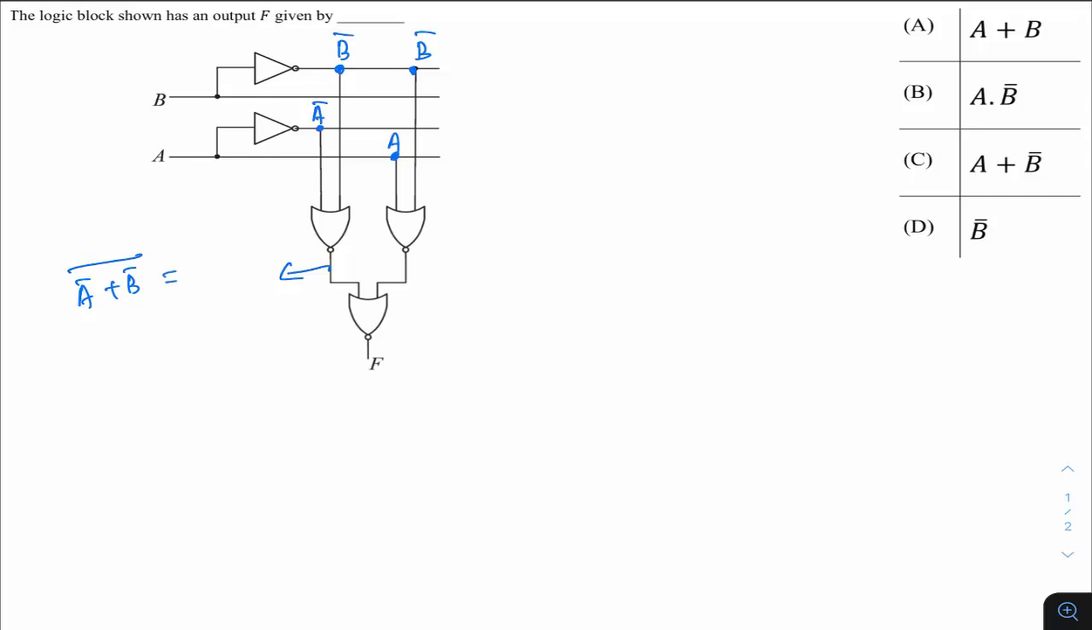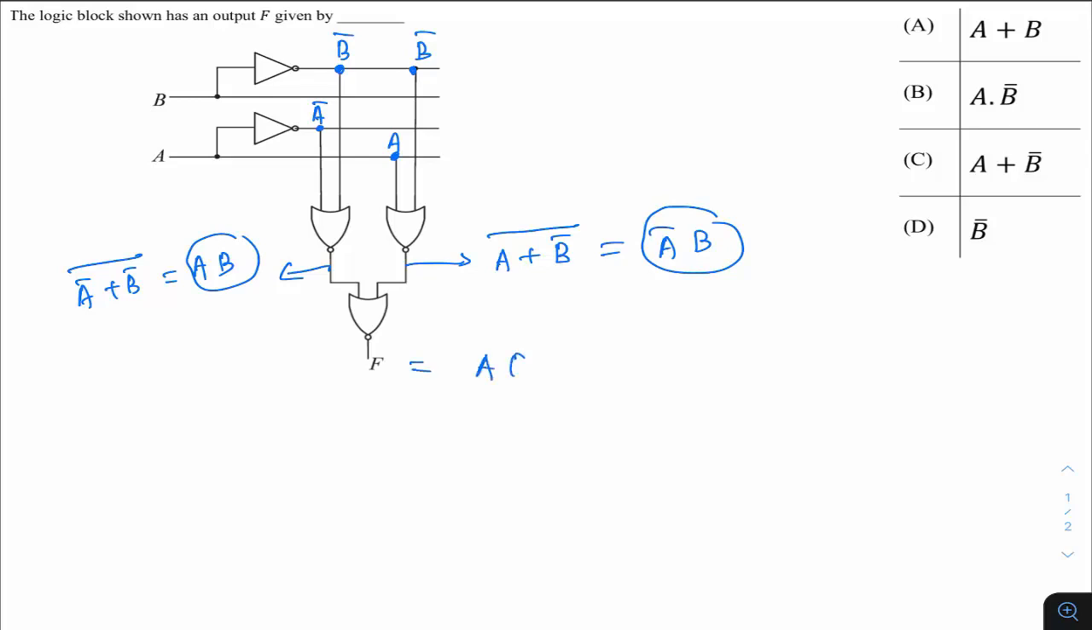By De Morgan's law, if you simplify this, this is your AB. Similarly, what is this if I ask you? This is (A plus B bar) whole complement. If you simplify this, this happens to be A bar B. And what is F if I ask you? This F is basically again the NOR combination of this and this. So F is equal to (AB plus A bar B) whole complement.